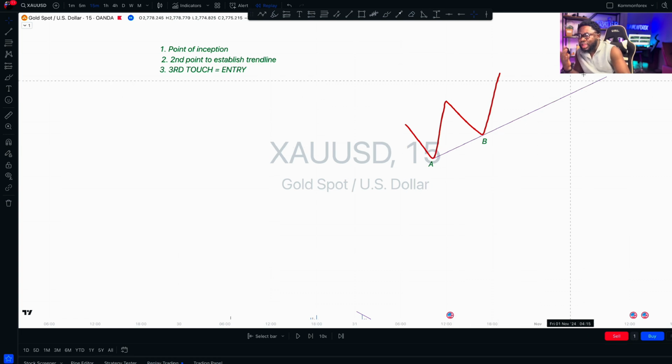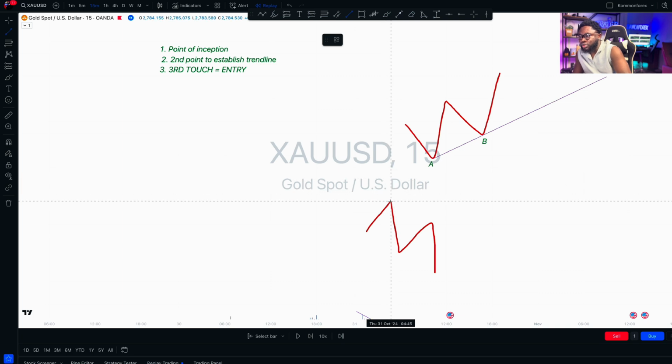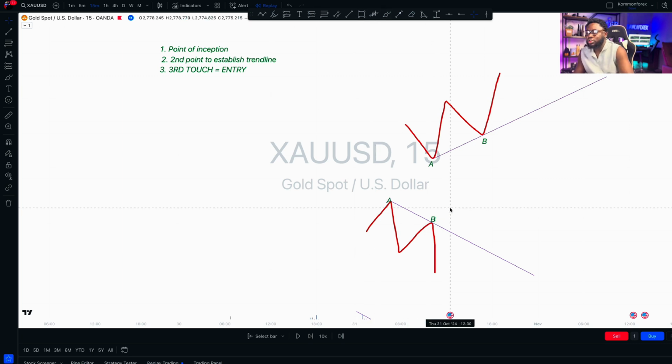So this is for an uptrend. Let's do one for a downtrend. Point of inception, second point to establish our trend line. So we have our point A there, then our point B now comes in here. Make sure you extend your trend line into the future.